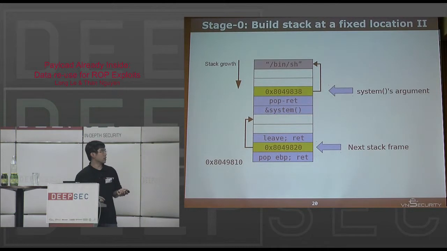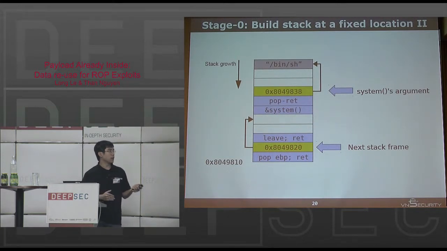So here is an example of the benefit of having a stack in a fixed location. For example, we choose this address, which is in the data section, to use as a new location for the new stack. And from this, you can see you can control the next stack frame and things like that, and you can actually control the whole thing more easily.